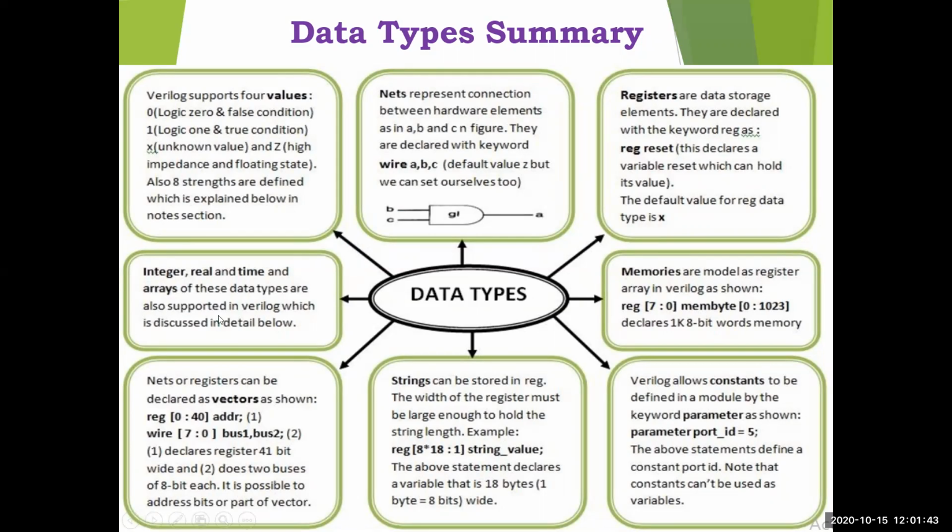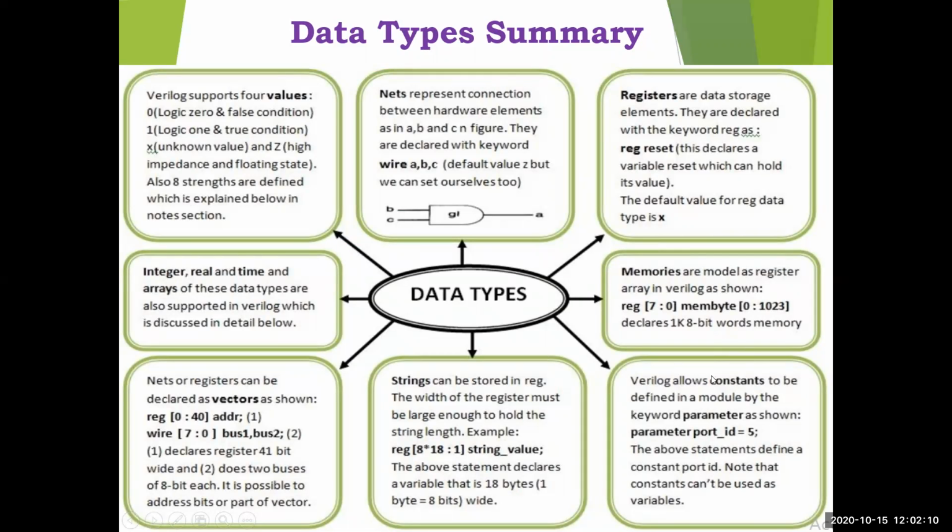Then we have seen the remaining data types like integer, real and time, and we have gone through arrays. There is a clear difference between arrays and vectors, which we observed when declaring them. Then we have gone through strings. Each character is 8 bits, so 1 byte, so the size should be larger to store the value.